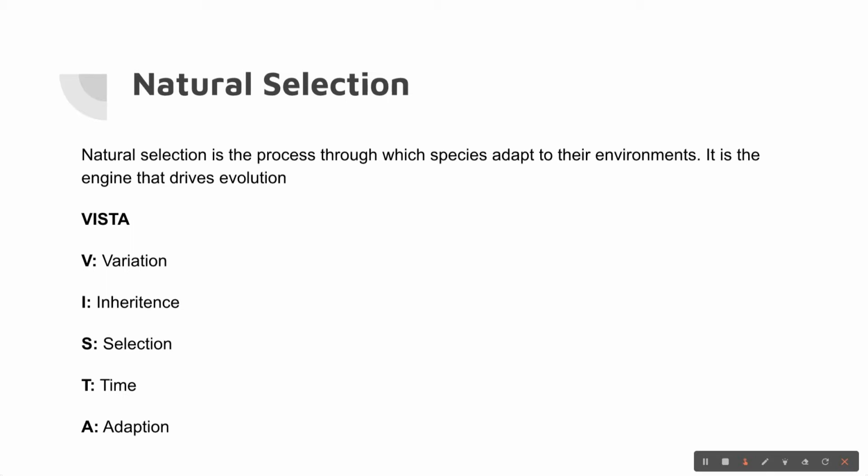So there's an acronym called VISTA. It'll help you remember the 5 points of natural selection. So we have variation, inheritance, selection, time, and adaptation. We'll go through them. I'll point out which ones are which.